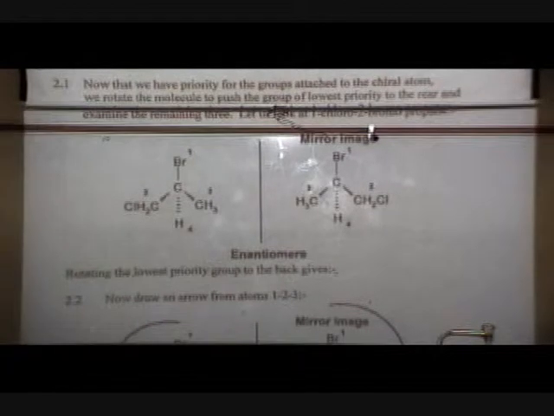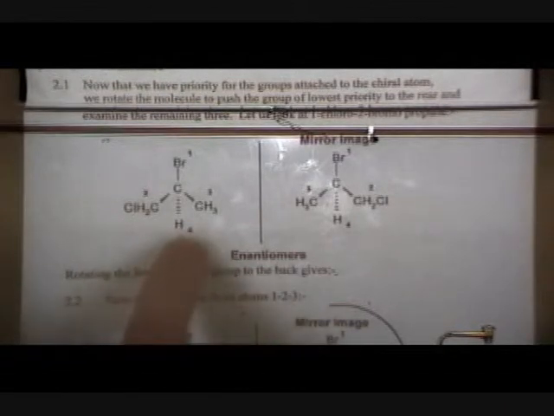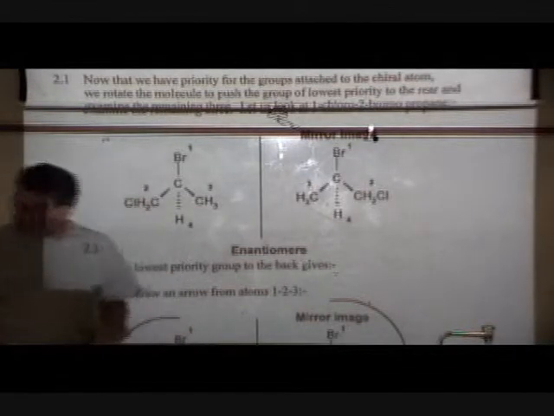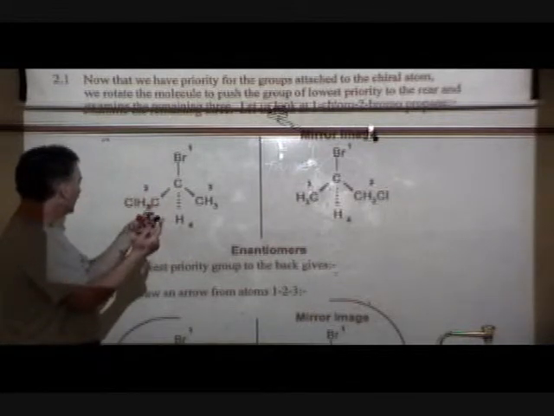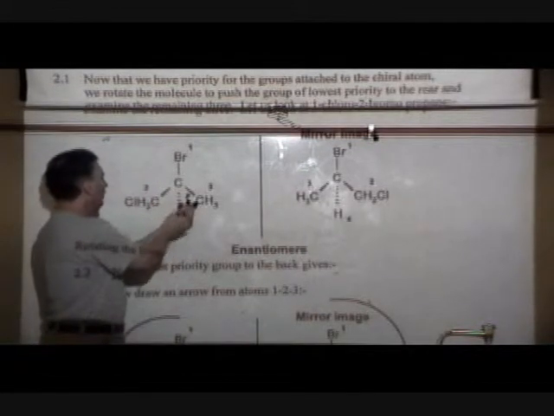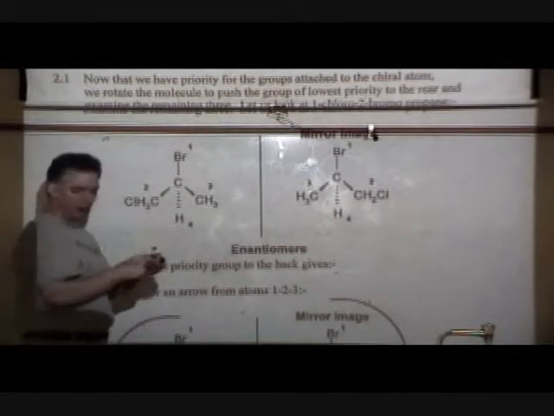Now that we've got that locked in 3 dimensions, we want to rotate the molecule to put the lowest priority group to the back of the molecule. So let's build this molecule on the left, which has a carbon with a bromine atom and a hydrogen to the back. To the right hand side is a CH3 group. To the left hand side is a carbon with a chlorine attached.